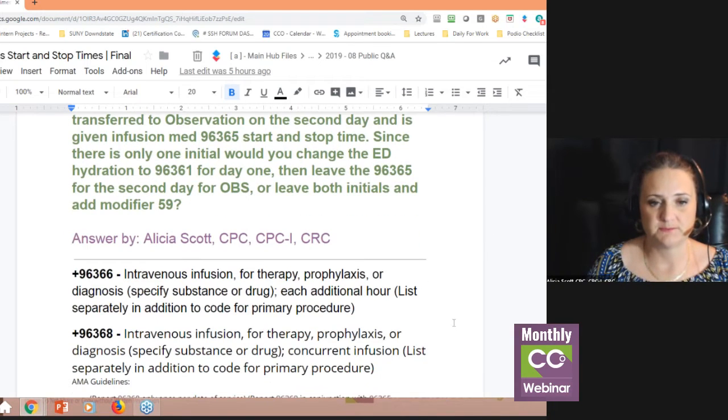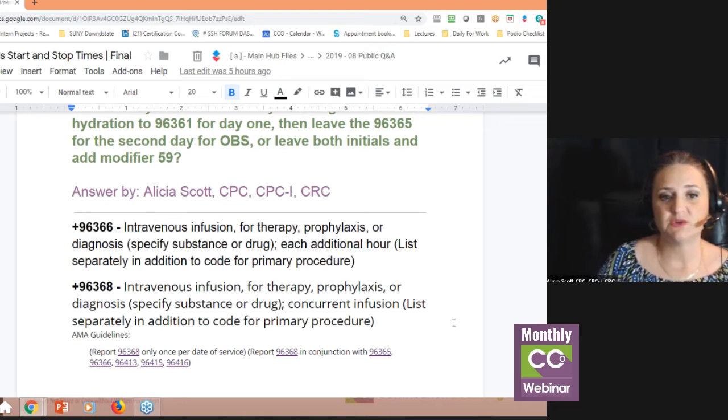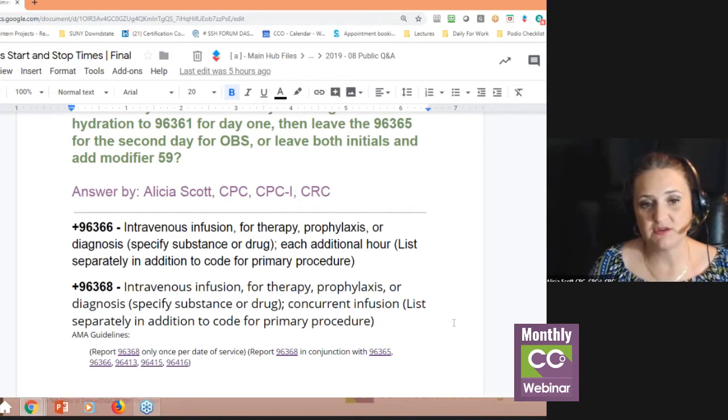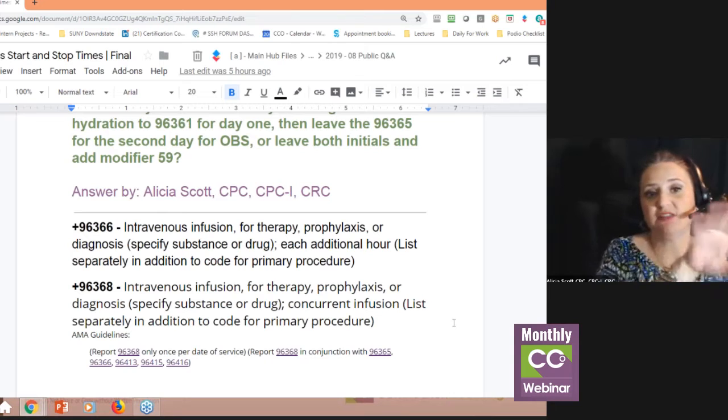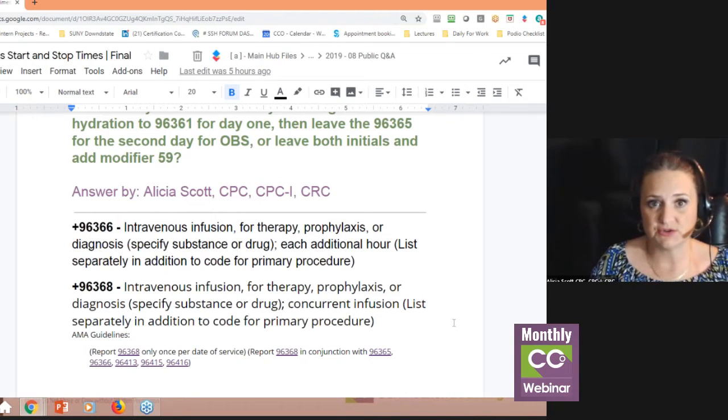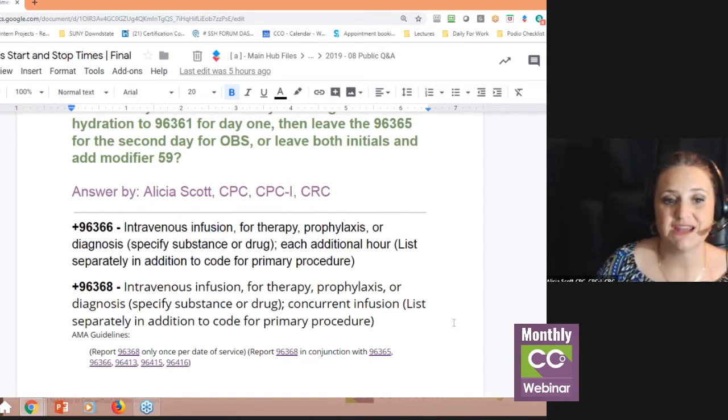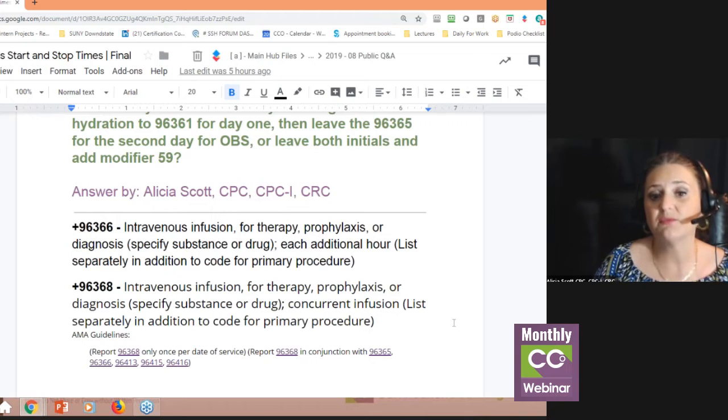So first of all, when we're dealing with this question, know that both of the first codes, the first question, are add-on codes, all right? So the person who submitted this is saying, we've got the initial code, but I want to use these add-on codes. Is this the proper way to do that? So if we look at the first one, the 96366, she said, okay, we're using 96366, and that's for the IV infusion for therapy or prophylaxis or diagnosis.